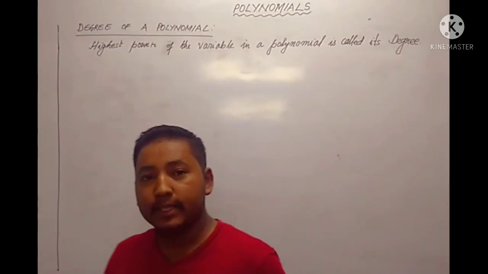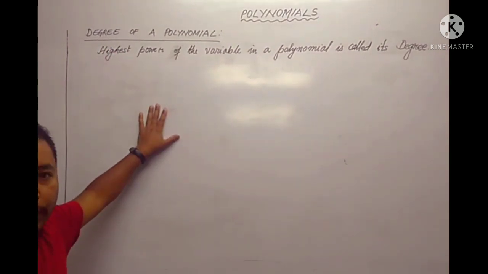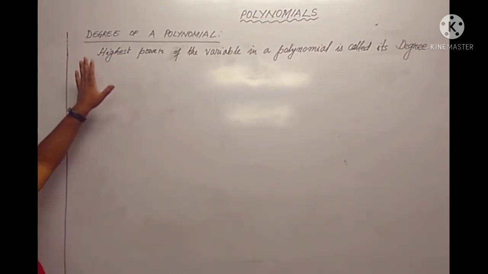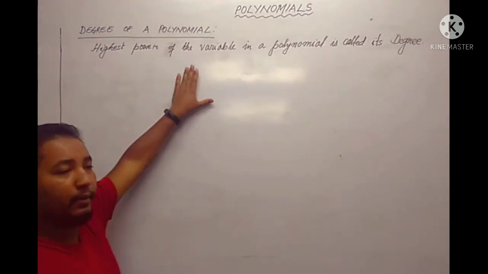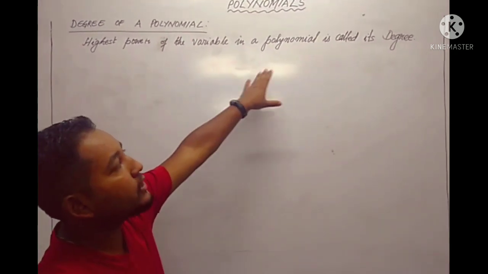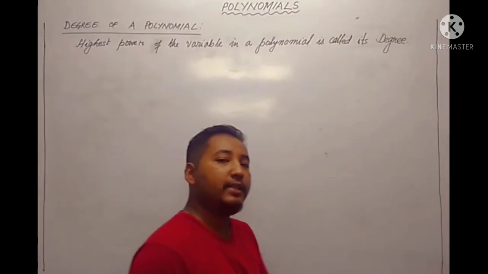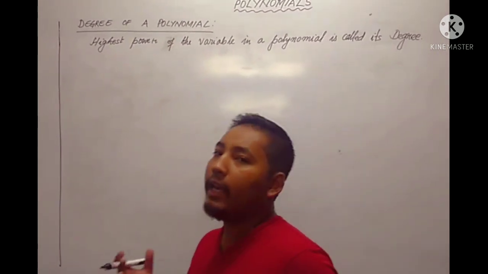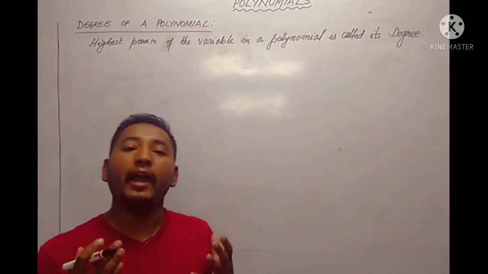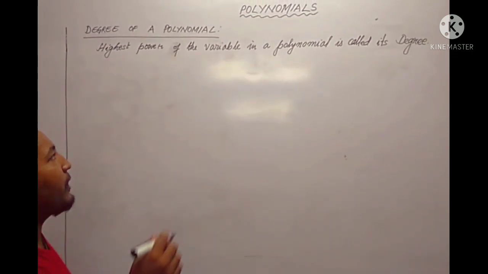Now let us learn about the degree of a polynomial. What is the degree of a polynomial? The highest power of the variable in a polynomial is called its degree. You must remember here, degree means highest power. That's it. It's very simple to understand. When you say degree of a polynomial, it means the highest power of any variable in the polynomial. Now I will give you some examples.